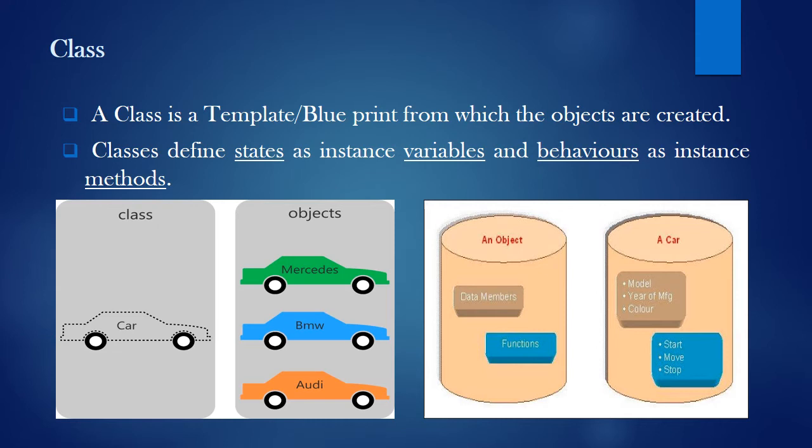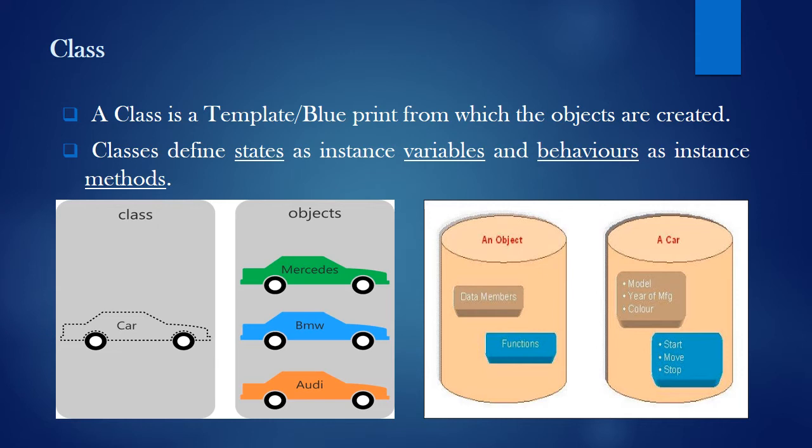Next is class. A class is a template or blueprint from which the objects are created. Classes define states as instance variables and behaviors as instance methods. Here in this picture, a car can be considered as a class.